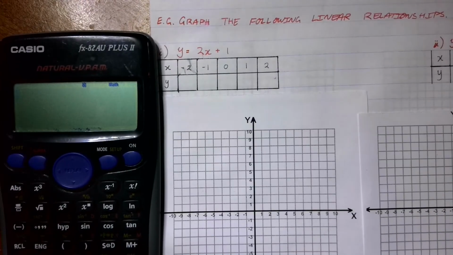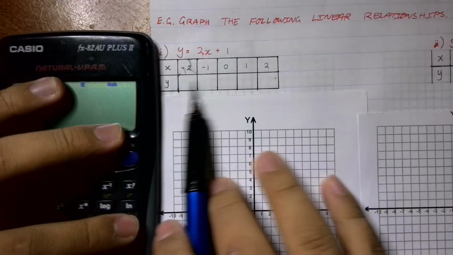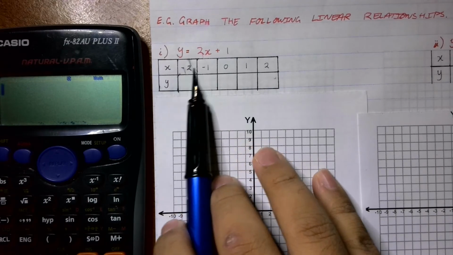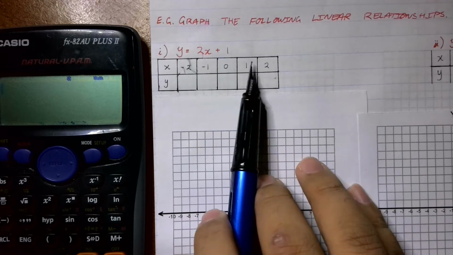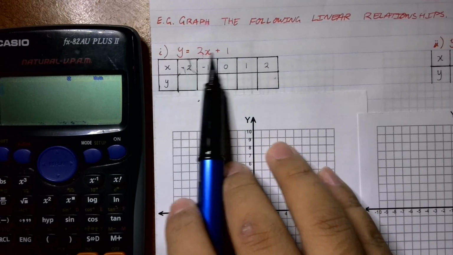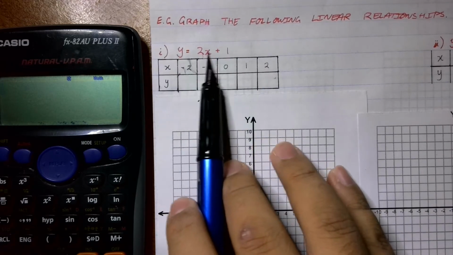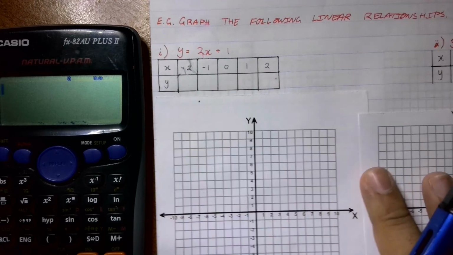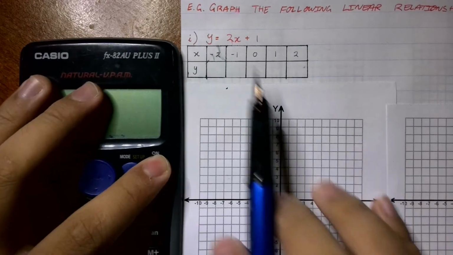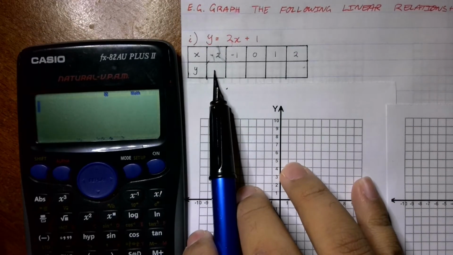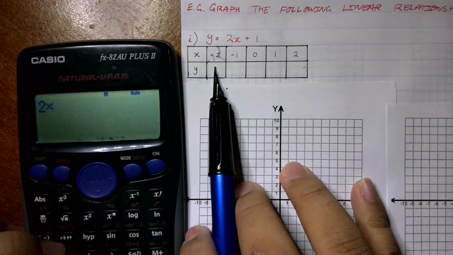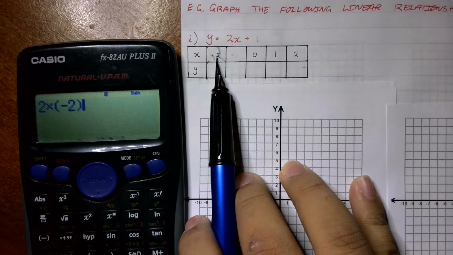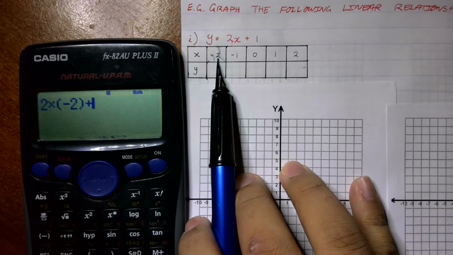Okay, so all the table of values means is that we are going to substitute these values of x into our equation, and whatever answer comes out we place here into our table of values. So I'll show you what I mean. This one here is going to be 2 times negative 2, actually I'll put it in brackets so you can see what I'm substituting, plus 1.